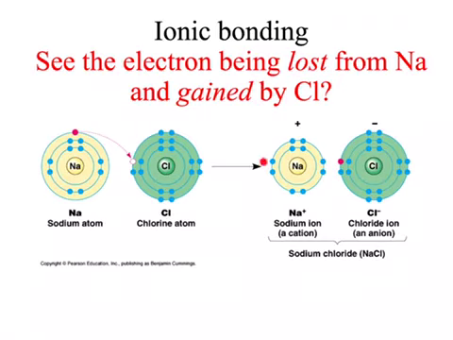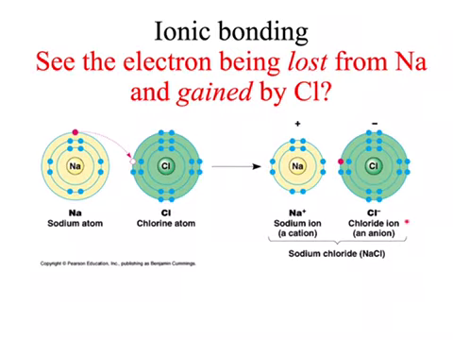So it is going to find this chlorine. It's going to give this extra electron to this chlorine, and now it's bonded. But because this electron is closer to this chlorine nucleus, the chlorine is going to have a more negative charge, and this sodium is going to have a positive charge.